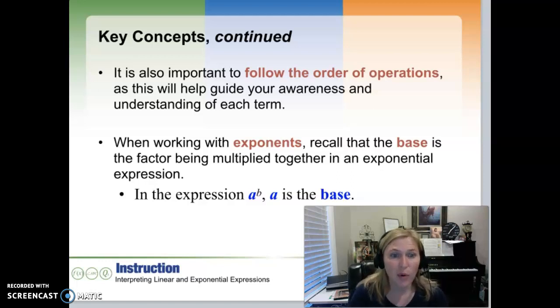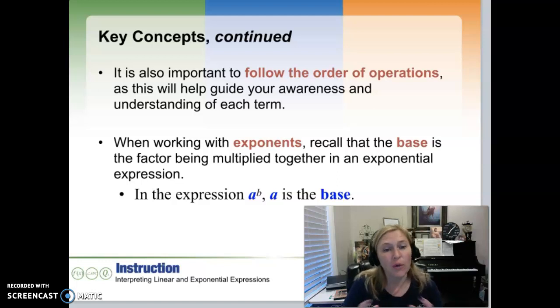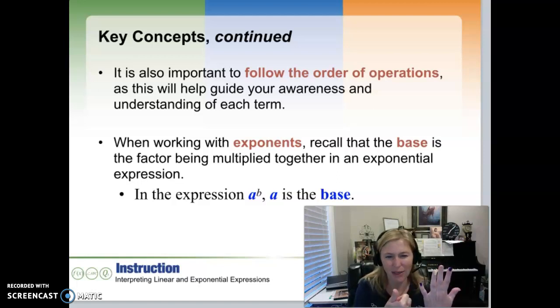All right, last bit of story time. We have to follow order of operations. Now, for a quick review of order of operations, we sometimes say, please excuse my dear Aunt Sally. Did any of you guys remember that? I should be seeing some head nods.